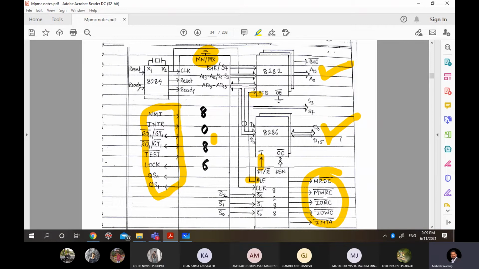Getting it? Any doubt in this, both the configurations, minimum and maximum mode? I am just giving you 5 minutes. If you want, you may just take a pen and paper and try to draw this diagram, because they may ask this diagram in exam. Okay, draw the minimum mode configuration, draw the maximum mode configuration.